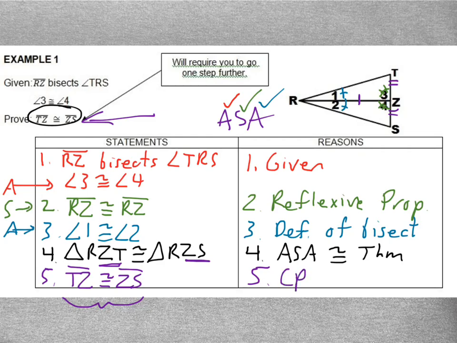It's because of CPCTC. Because they are corresponding parts, and because the triangles are congruent, those parts are congruent. The corresponding parts of congruent triangles are congruent. That's CPCTC. Okay, so let's look at one more example to help you guys get it.